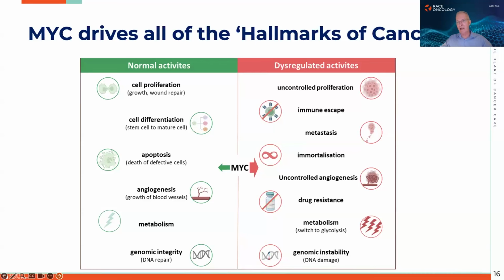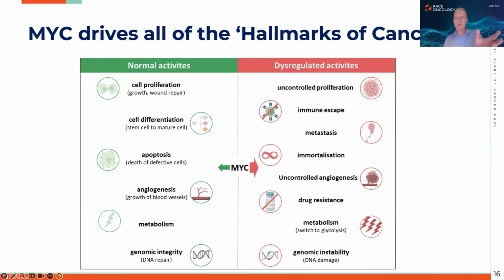MYC leads to immune checkpoints being expressed. So things like PD-L1 are expressed on those cancer cells, and that's obviously what Keytruda and other significant checkpoint inhibitors work on. Metastasis, it drives metastasis, it immortalizes the cell. And again, there are multiple ways that can happen, through telomerase and others. Angiogenesis, drug resistance we talked about, changes metabolism.